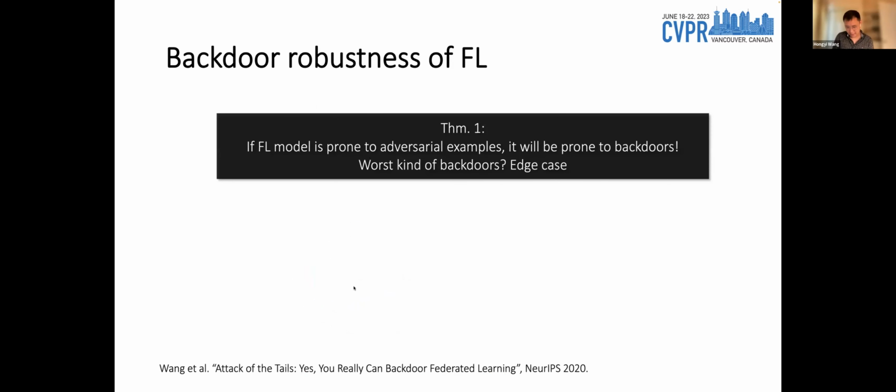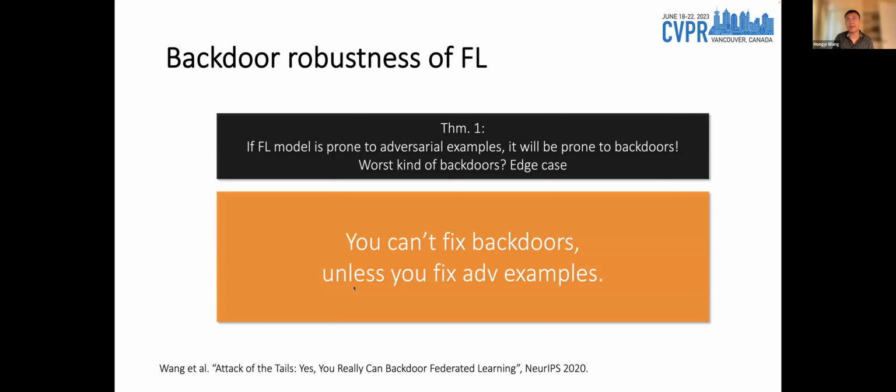Then work from our own group came out, trying to address that in a more rigorous way. We prove a theorem building the connection between adversarial examples and backdoor examples. It turns out that fixing a backdoor is as hard as fixing adversarial examples. The latter, adversarial examples, are notoriously hard to fix in the model. So fixing them can be hard.